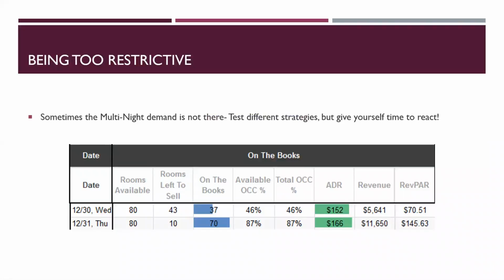The first one is being too restrictive. The bullet point that I have here is that sometimes the multi-night demand is not there. So be sure to test different strategies, but also give yourself time to react.